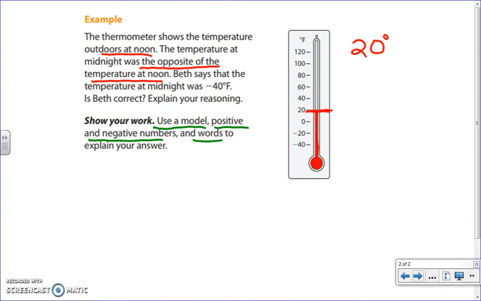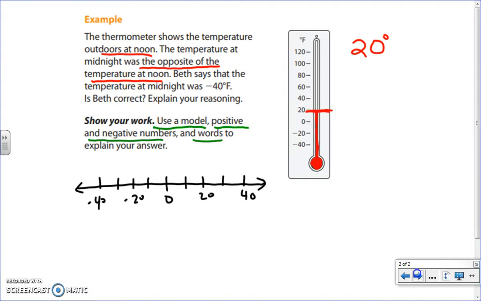And so to model, let's draw a number line. And I think that you already have a number line on your paper, so if you could just follow along with me and mark up your number line the same way. I'm going to mark it 0, 10, 20, 30, 40. There's 40, there's 20, and we'll do the opposite as well. There's negative 40, negative 20. Now, Beth believes that the temperature at midnight was negative 40 degrees. So apparently Beth thinks that the opposite of 20 is negative 40. So we are here to prove Beth wrong because we know that that is not the case.